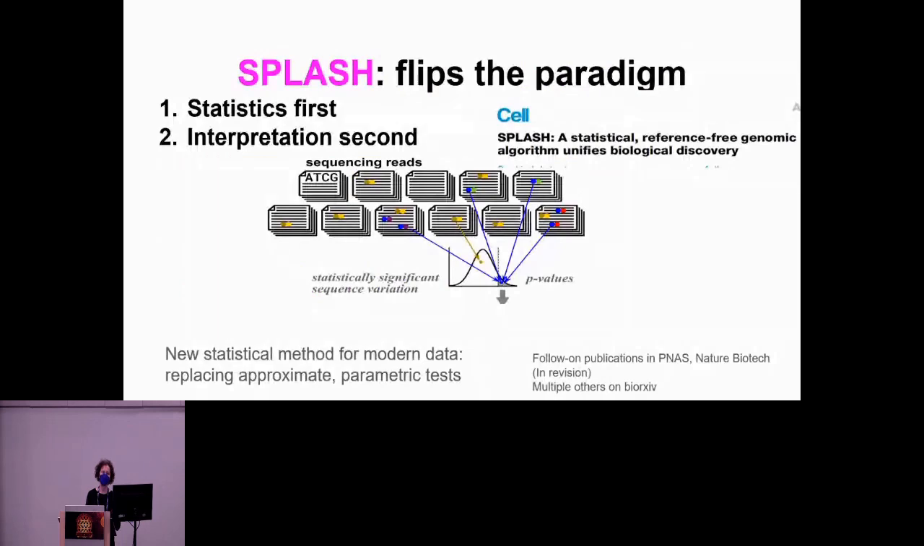It's actually quite simple. So today's paradigm is alignment first or interpretation first, and then statistics second. So first you do alignment, then you might find splicing calls, and then you do a statistical test. Are the statistical features of these splicing different in the two different scenarios that I'm testing, for example? SPLASH is simply flipping that order. It is doing statistics first, interpretation second. And that unlocks many advantages.